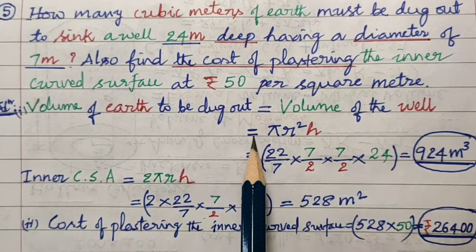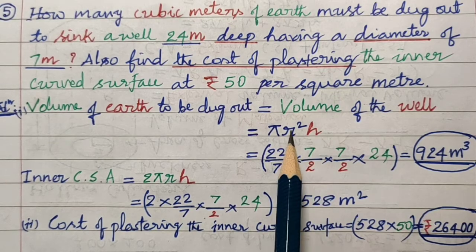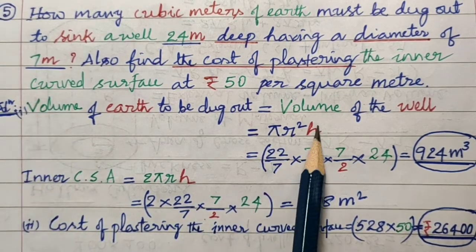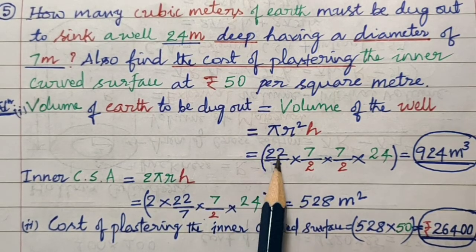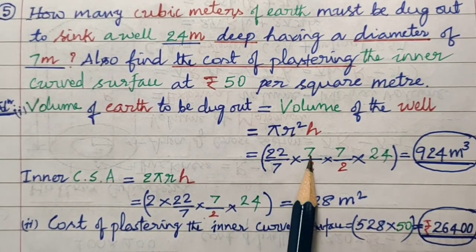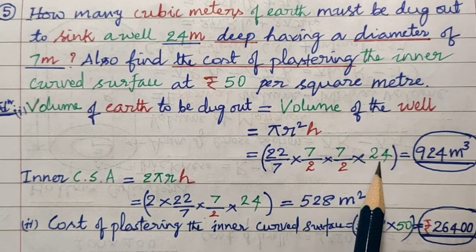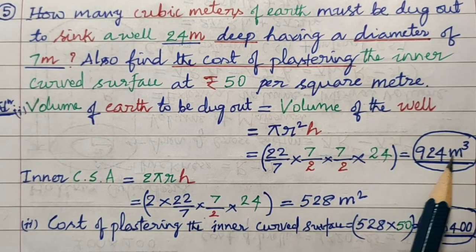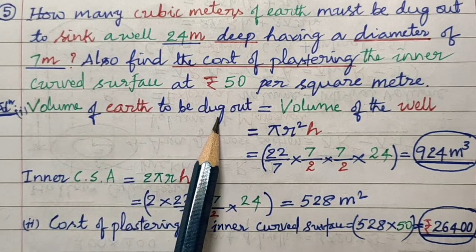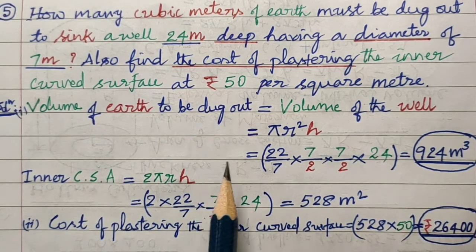That is equal to pi r square h. r is equal to 7 by 2. h they have given as 24 meters deep. Pi is equal to 22 by 7, r is 7 by 2 into 7 by 2 into 24, that gives 924 meter cube. This is the volume of the earth to be dug out.